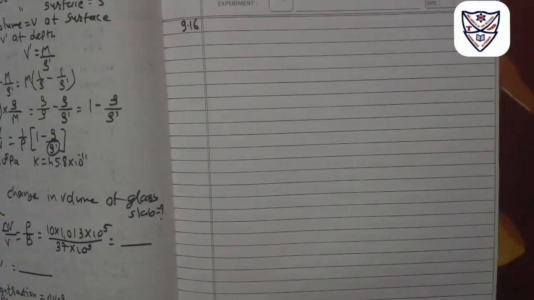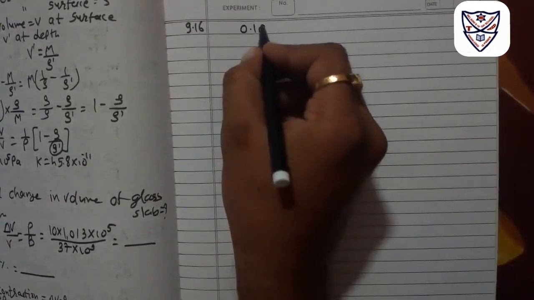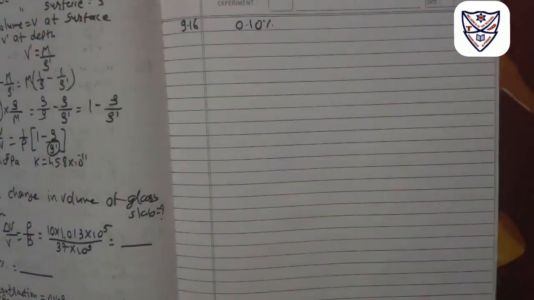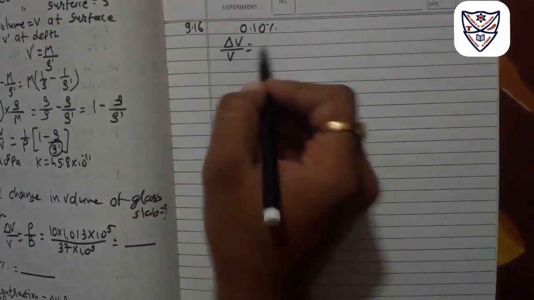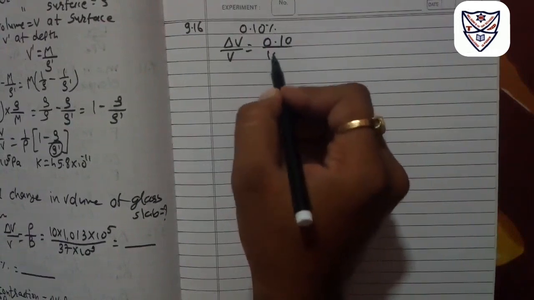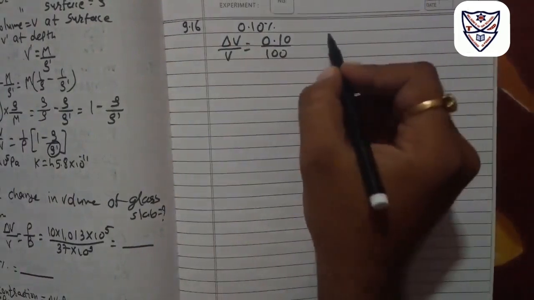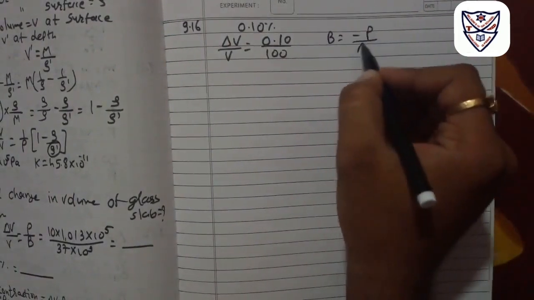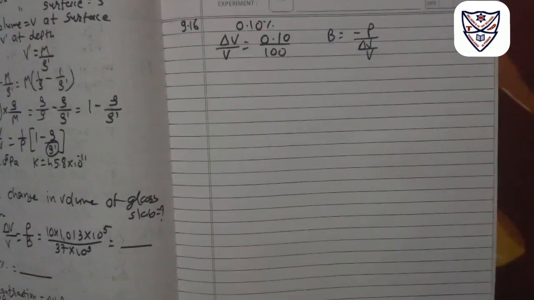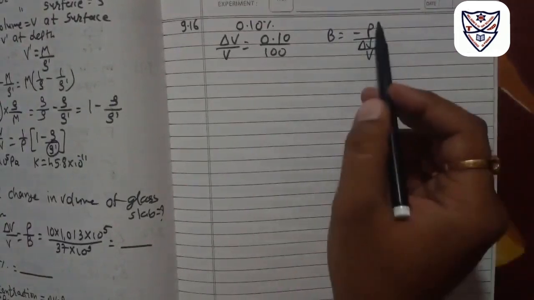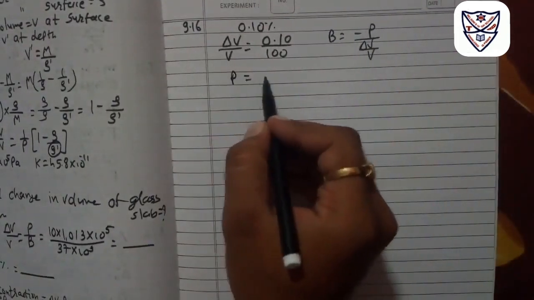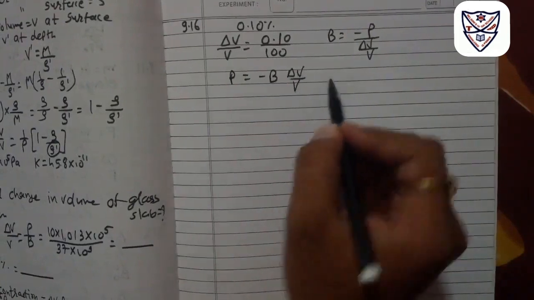In this numerical, question is how much should the pressure on a liter of water be changed to compress it by 0.10 percentage. So 0.10. So we can find delta V upon V is equal to 0.10 upon 100 because it was in percentage. So bulk modulus formula now B is equal to minus P delta V upon V. Now from this equation we need to find P. So P is equal to minus B delta V upon V.